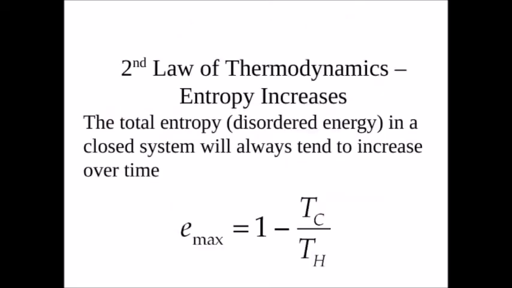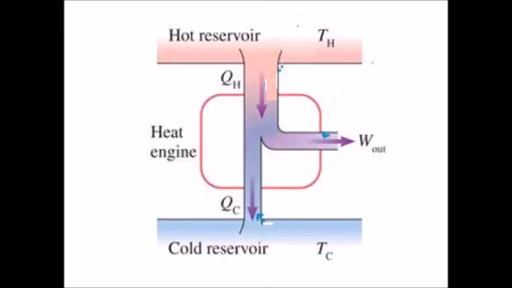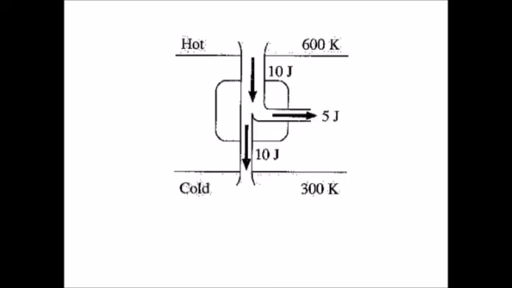I'm getting confused here. Let's just go back to this heat engine and we'll consider 3 different heat engines and we'll say whether or not they're possible. Here's our first heat engine. We have a hot reservoir at 600 Kelvin, a cold reservoir at 300 Kelvin. Looks like we are taking 10 joules of energy out of the hot reservoir, using 5 joules to do useful work, and exhausting 10 joules into the cold reservoir.